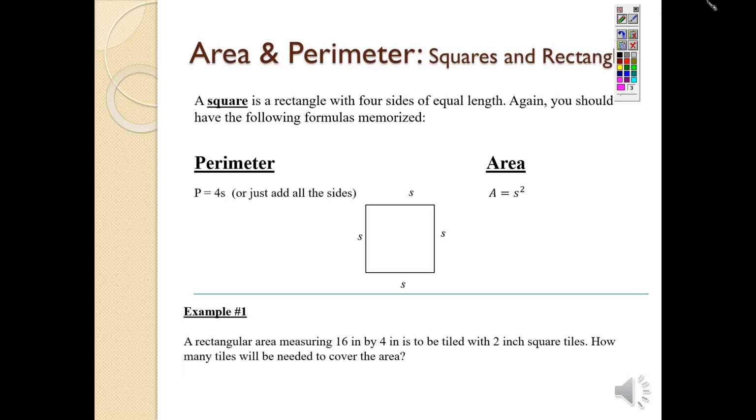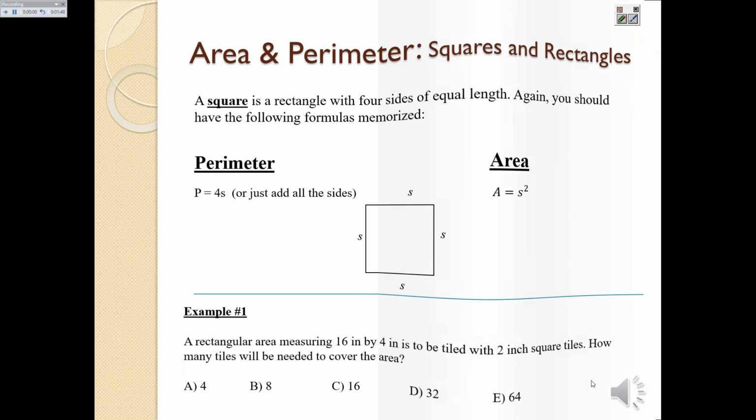And if we do that, then we get 64. And it's going to be tiled with 2-inch squares. So that would be 4 square inches. And then we just find out how many of those are going to be in that 64 square inches. Let's look.